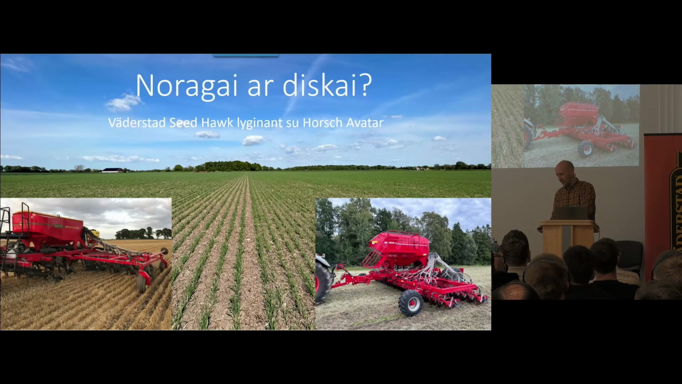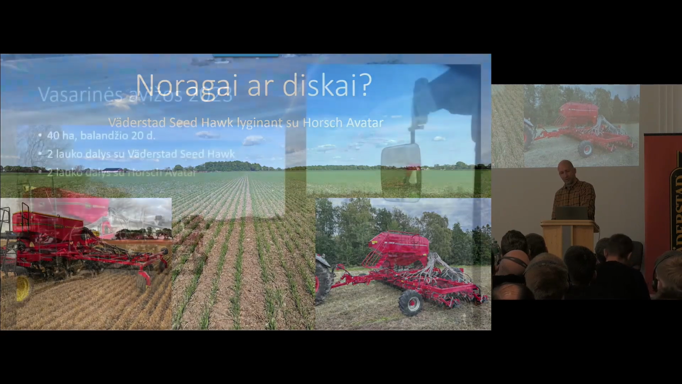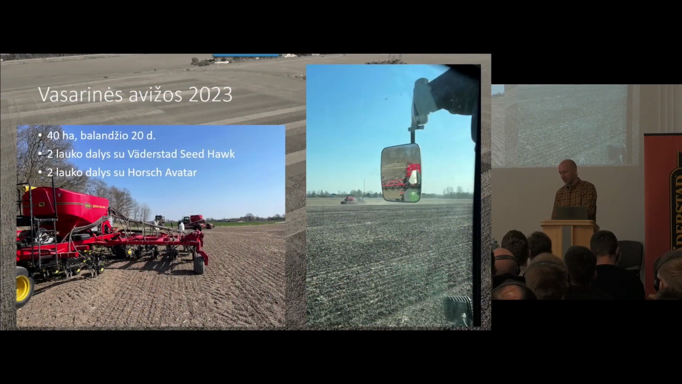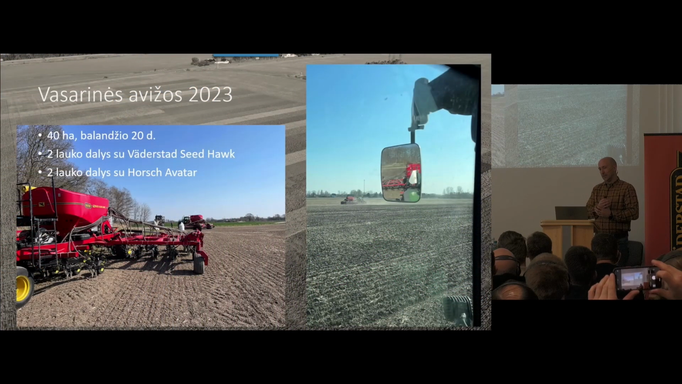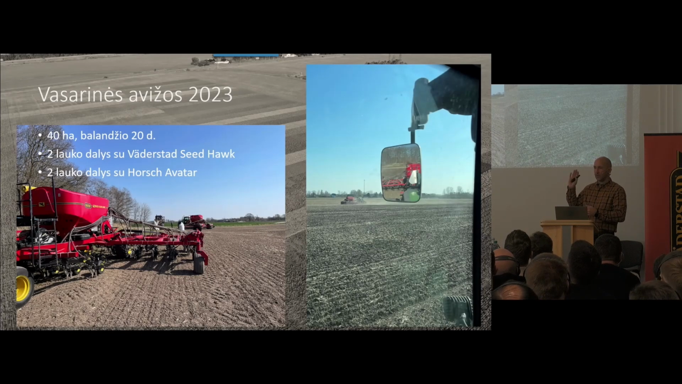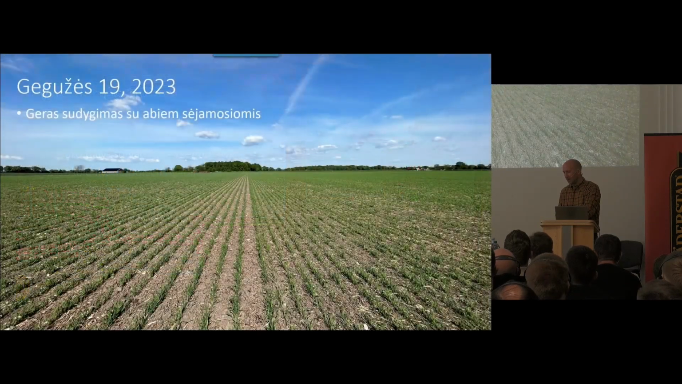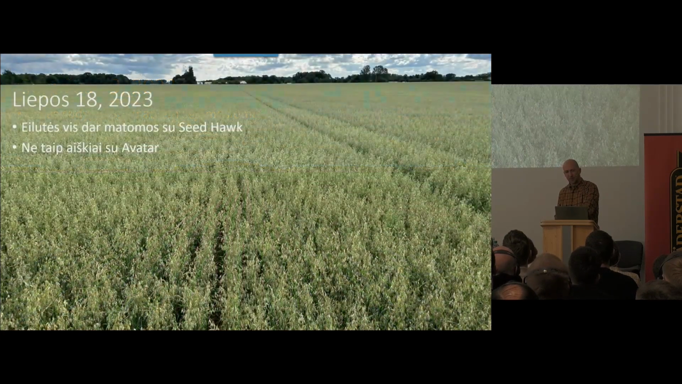To compare the tine with the disc on our farm and our conditions. So we seeded in 2023 40 hectares of spring oats, half the field with the tine and half the field with the disc. And this is after emergence. Looks good with both machines.